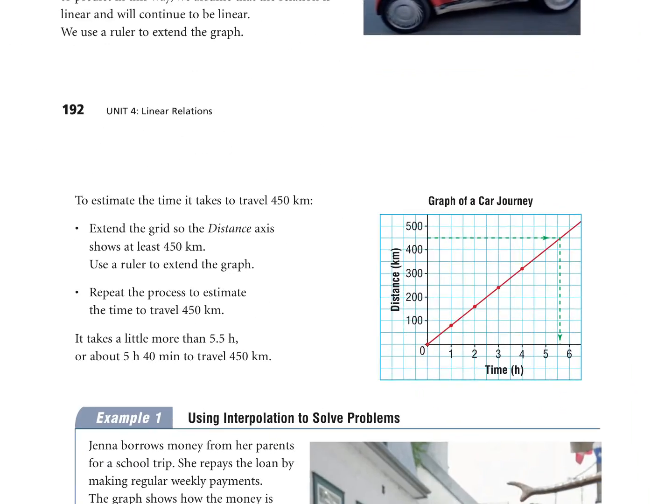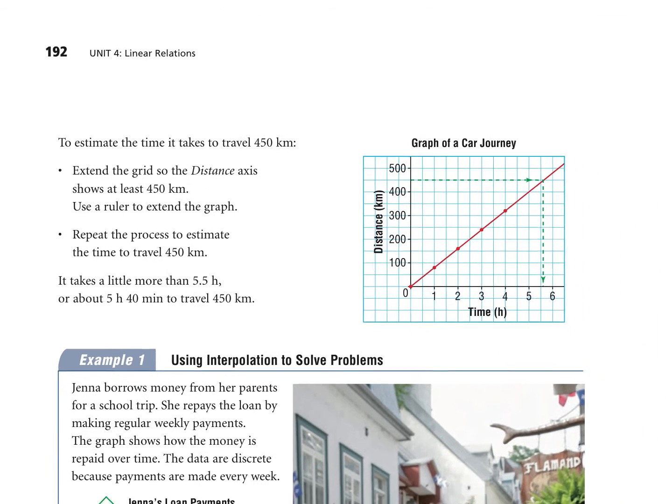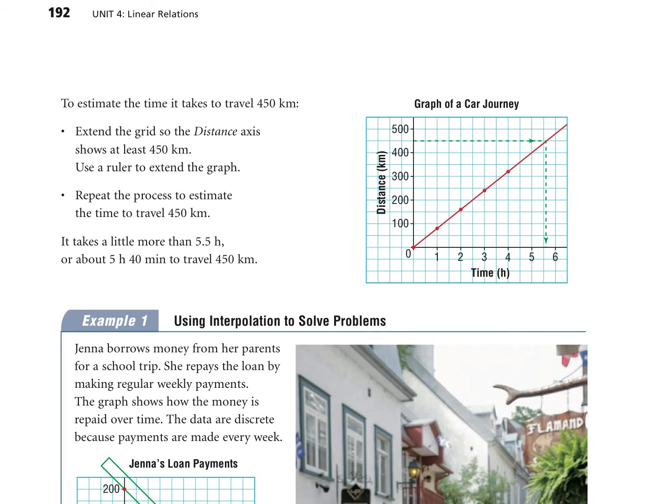We don't know this data, but we make the assumption that it continues to be a linear relation and he stays traveling at the same rate of speed. So if the car does remain at a linear speed, it wants us to estimate the time it takes to travel 450 kilometers. So what they've done here is they've extended the time axis an extra 2 hours to 6 hours, and the distance axis another 200 kilometers to 500. And they start here at 450 kilometers and go across till we hit our red line, and then back down, and we can estimate that it's going to be just a little over 5.5 hours.